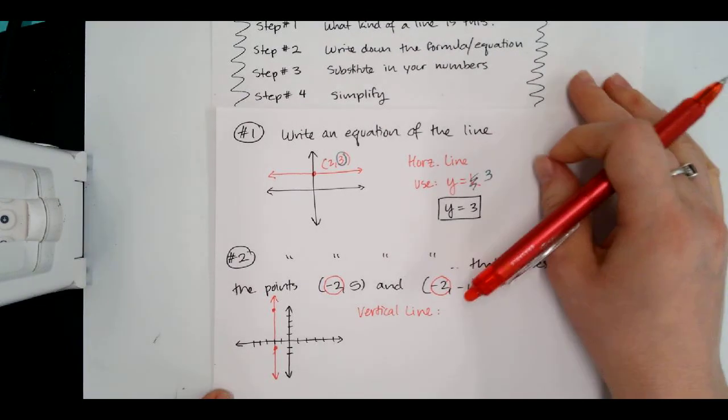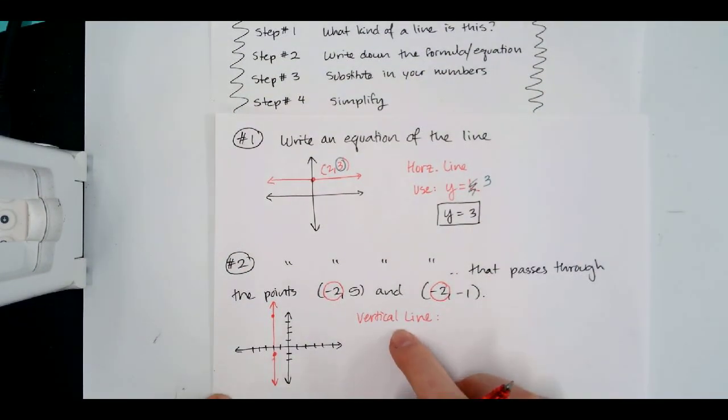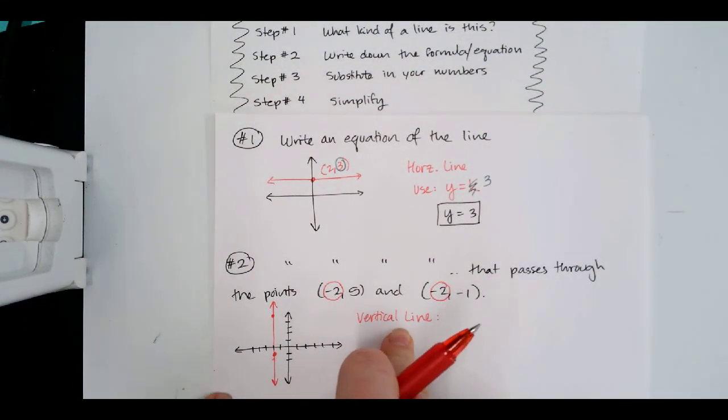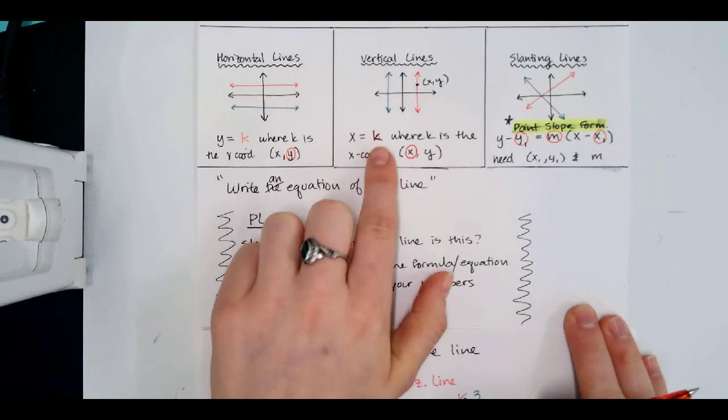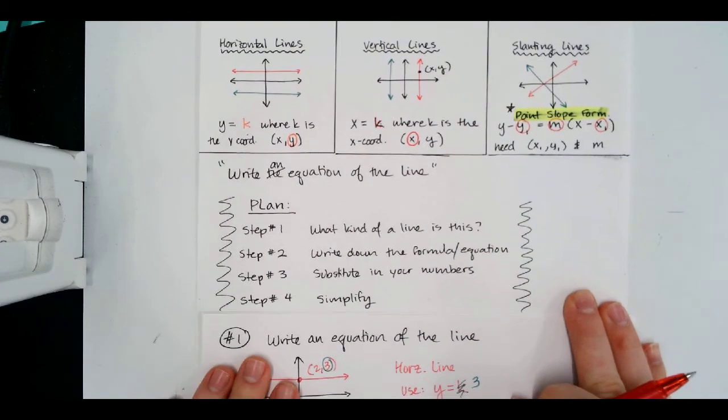Okay, so step number 1, what kind of a line is it? Vertical line. Step number 2, write down the formula. Okay, let's take a look. What's the formula? X equals k.